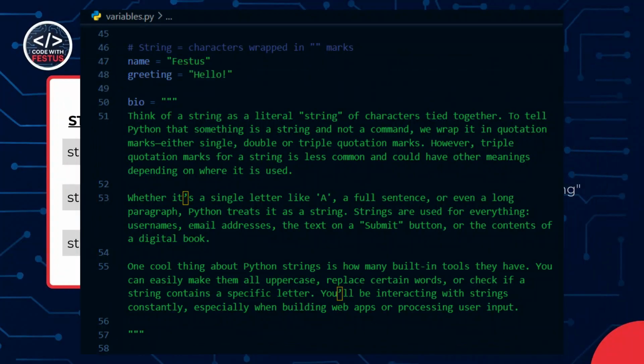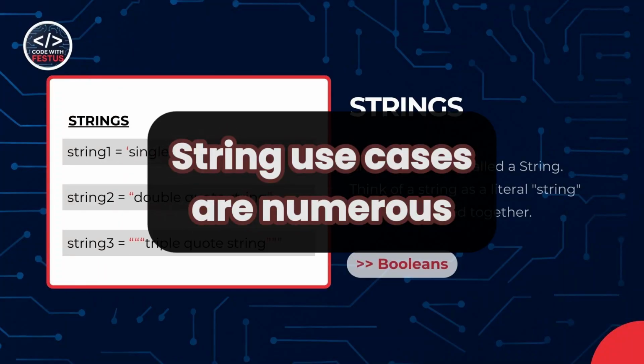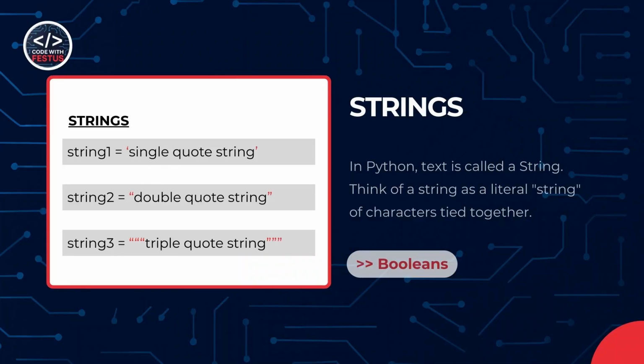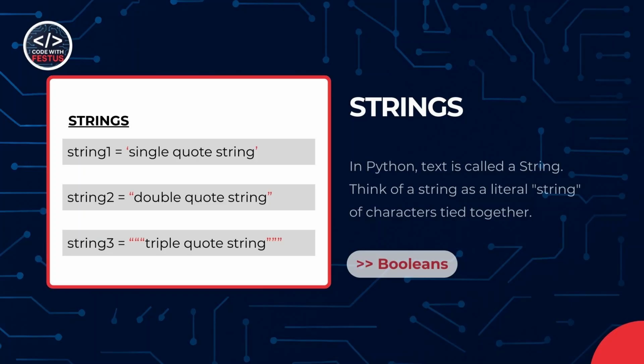Strings are used for everything: usernames, email addresses, the text on the submit button, or the contents of a digital book. One cool thing about Python strings is how many built-in tools they have. You can easily make them all uppercase, replace certain words, or check if a string contains a specific letter. You'll be interacting with strings constantly, especially when building web apps or processing user input.